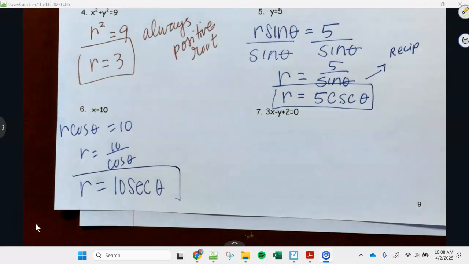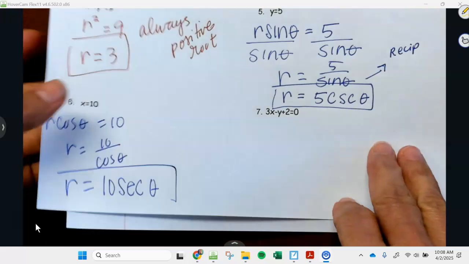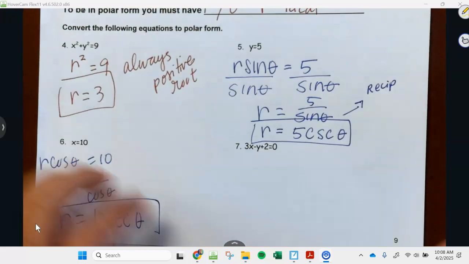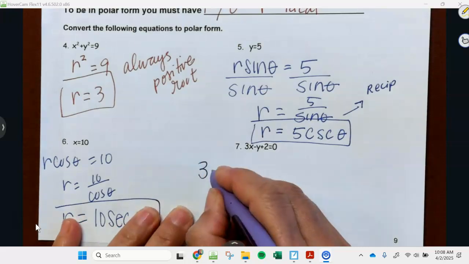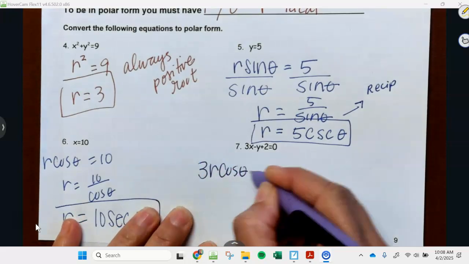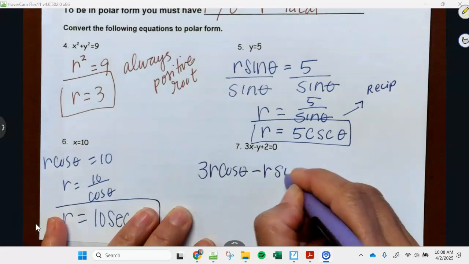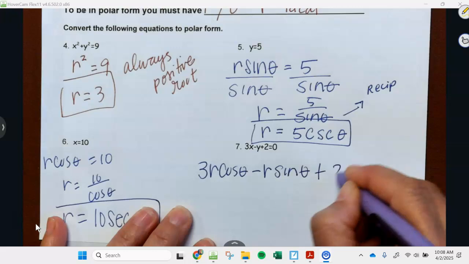Okay, let's look at number 7. I have plain x, x to the first power, same with the letter y, first power. So where I see that, I'm just going to drop this in. Everywhere I see the letter x, I'm going to write r cosine theta. Every time I see the letter y, I'm going to write r sine theta, plus 2 equals 0.